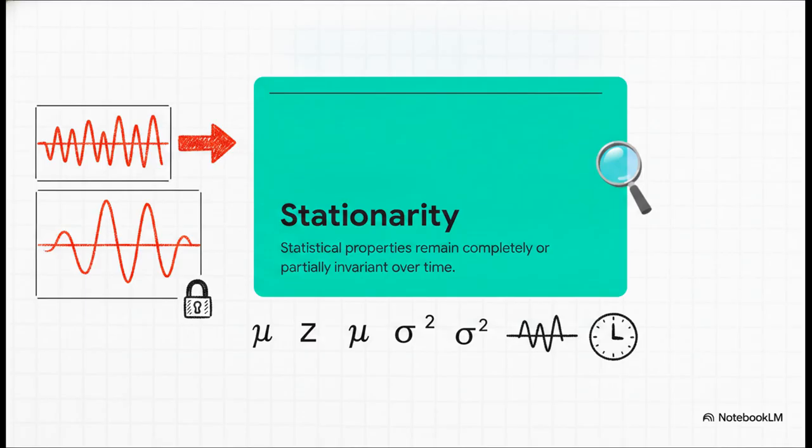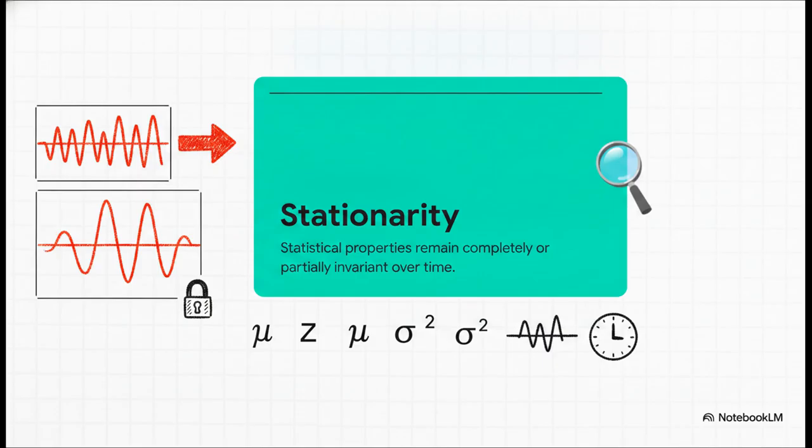Now, calculating all these statistics is great, but dealing with them constantly changing is exhausting. And that brings us to a beautiful mathematical state called stationarity. A signal is stationary in the strict sense if literally all of its statistical properties are completely invariant over time. They don't change. But for most of our engineering math, we actually just need wide-sense stationarity, also known as second-order stationarity. For wide-sense stationarity, we only require 2 strict mathematical conditions.